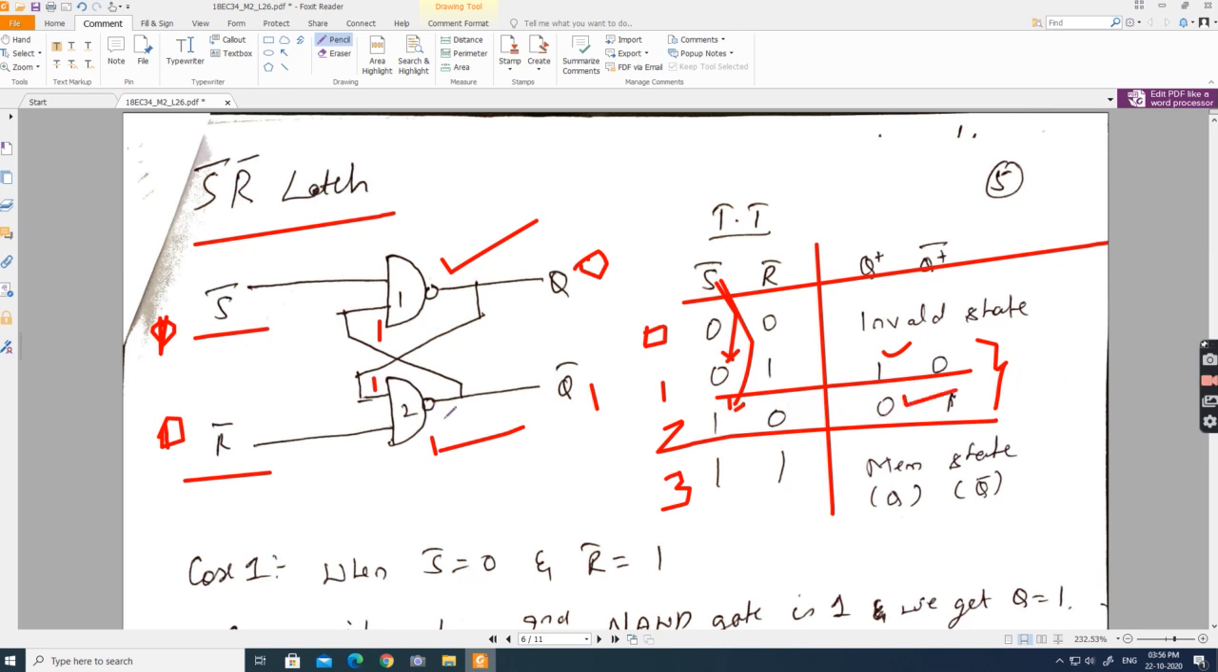Understanding everyone? Clear? Next, I will take the last condition. Look here. The next condition is what? I will make both S and R 1 1. What will I get? Is 1 a deciding factor? 0 is a deciding factor. So I'll assume the output as 0 and 1. I'll assume Q as 0. What will be Q bar? Q bar will be 1.